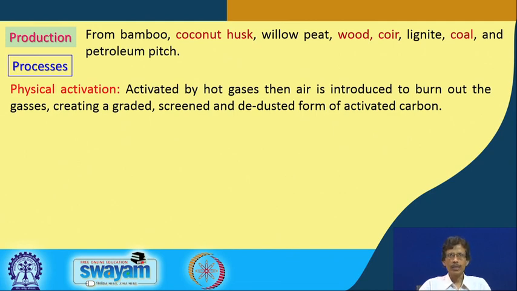So, first of this category is the physical activation, where the activation goes with hot gases, then air is introduced to burn. So, first basically we pass some hot gas and then typically hot air is also introduced and we burn the material. And when we burn it, the gases which are there create a graded, screened or dedusted form of activated carbon. So, in the presence of excess air, the gases can be burnt out such that those gases will not clog the pores of the activated carbon, because the pores should be free.